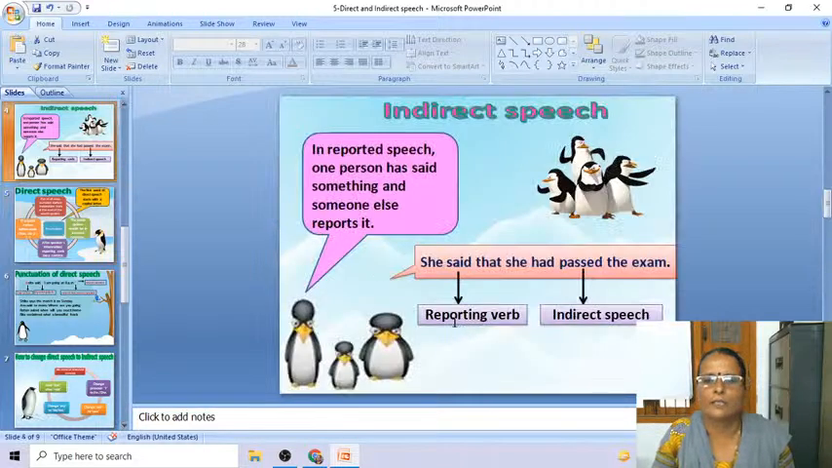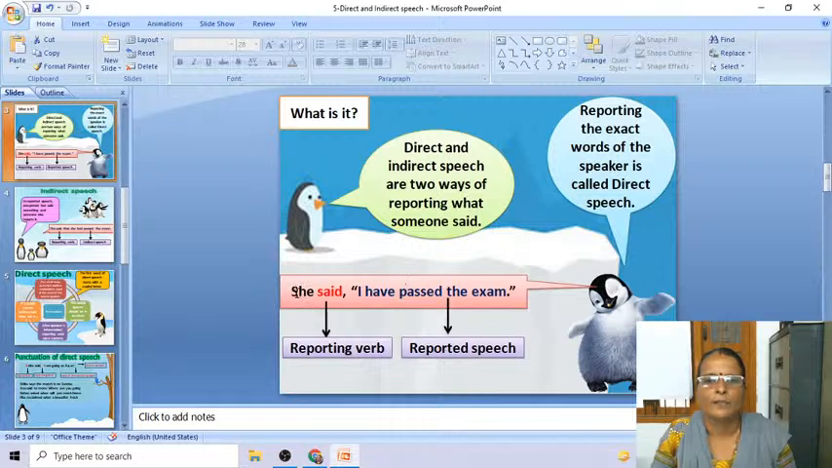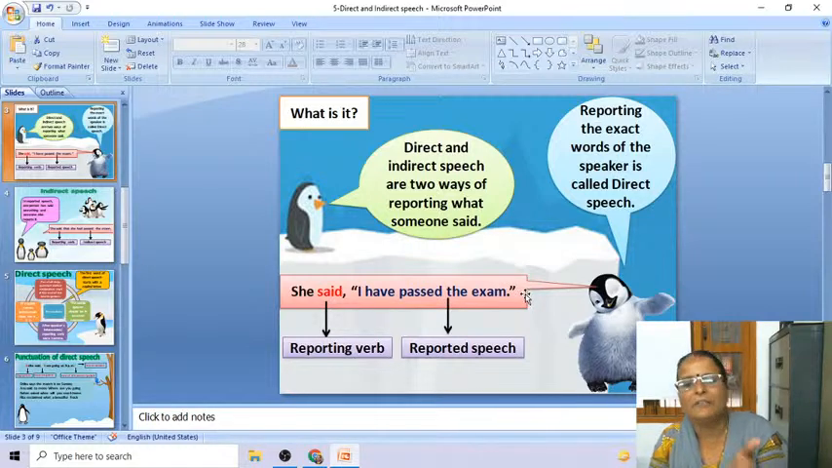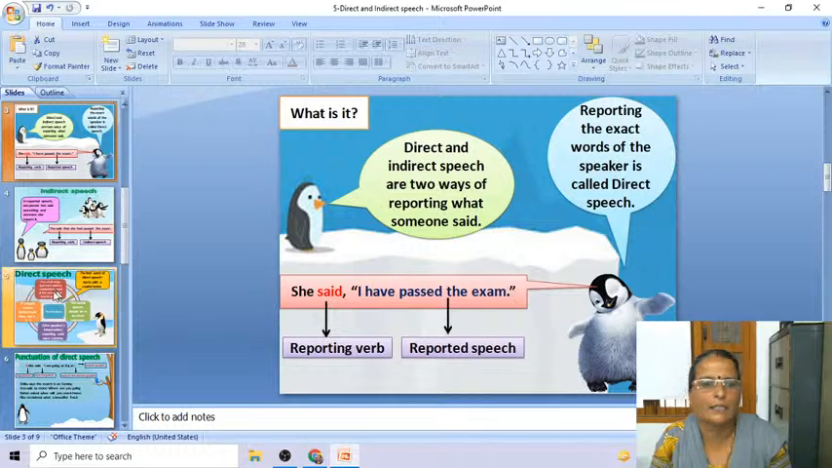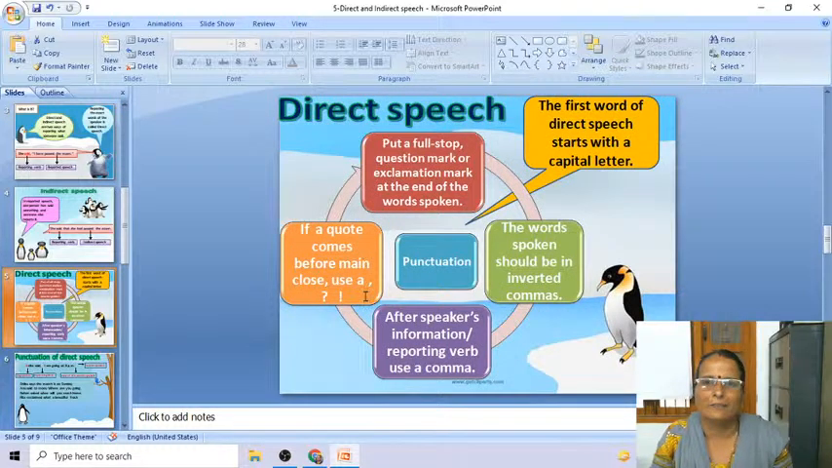For example, here you can see: she said, "I have passed the exam." Now, if this "she said" comes after the inverted commas, that means after the direct speech, suppose "I have passed the exam," she said. If it comes like this, then after the word exam, instead of a full stop, you have to put a comma. That is the meaning of this fifth punctuation guideline written here. If a quote comes before the main clause, meaning whatever is spoken, and the reporting verb comes after it, then after the quote is over, put a comma instead of a question mark, exclamation mark or full stop.